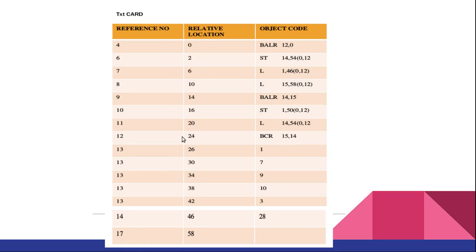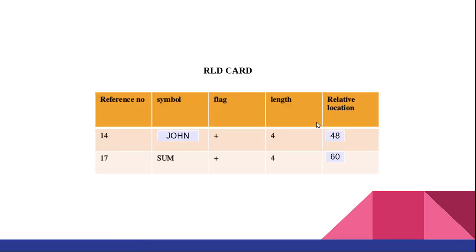Like the reference number has given, relative location 0 to 64 and their corresponding content, that is the object code. And comment is optional, will be stored into the text card. Then we have the RLD card. RLD card means what? Relocation and linkage directory.